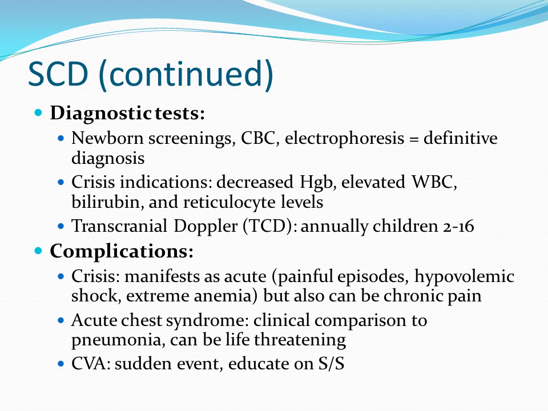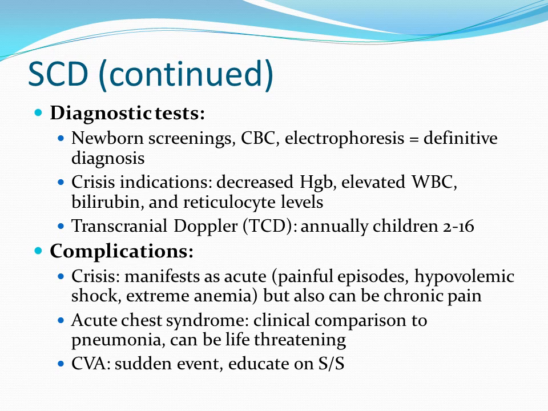So vaso-occlusive crises must be ruled out when assessing a patient with abdominal pain with a history of sickle cell disease due to the acute nature of the sickling. Obstruction of blood flow can lead to tissue damage, stroke, and death. I also want to talk about newborn screenings, complete blood cell count, electrophoresis, which is a definitive diagnosis. Newborn screenings are often required per state law.